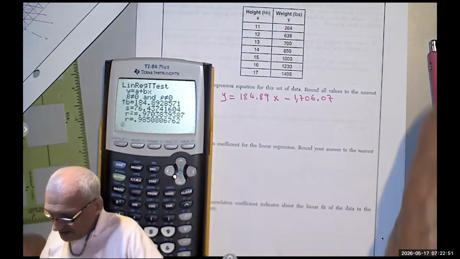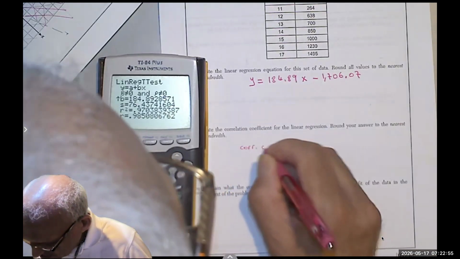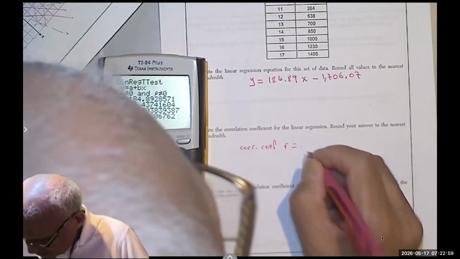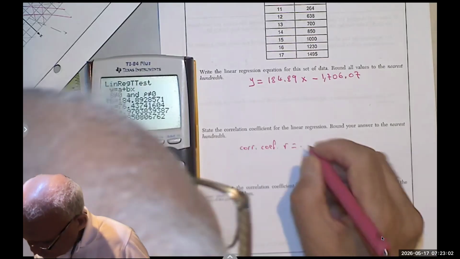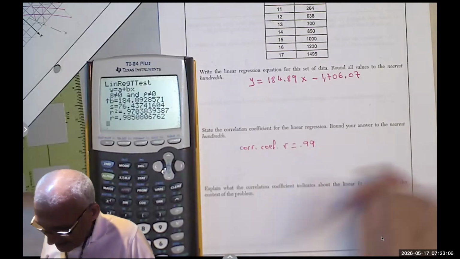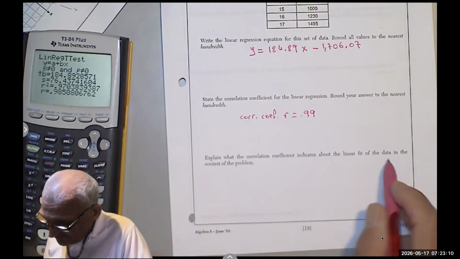R is 0.9. So the correlation coefficient R equals, do they want it? Oh, nearest 100. So 0.99, because that's 985. Okay, so 0.99. Explain what the correlation coefficient indicates about the linear fit.